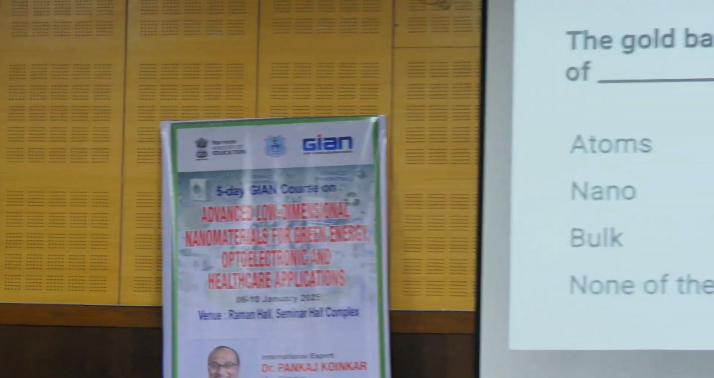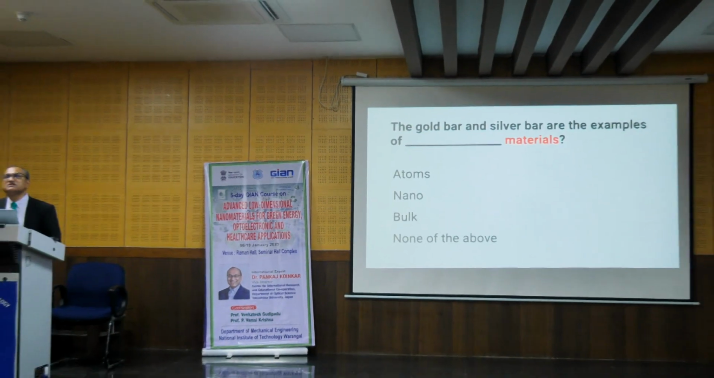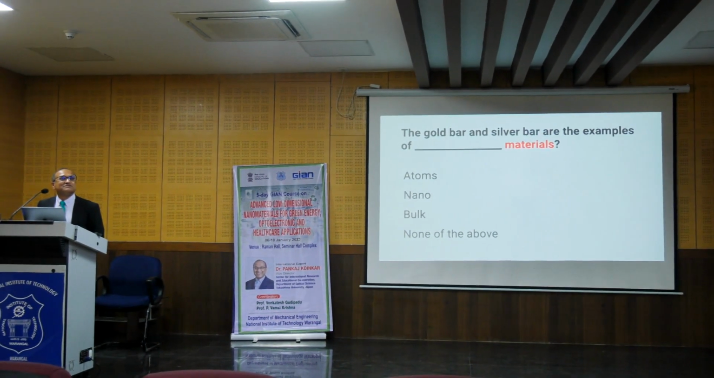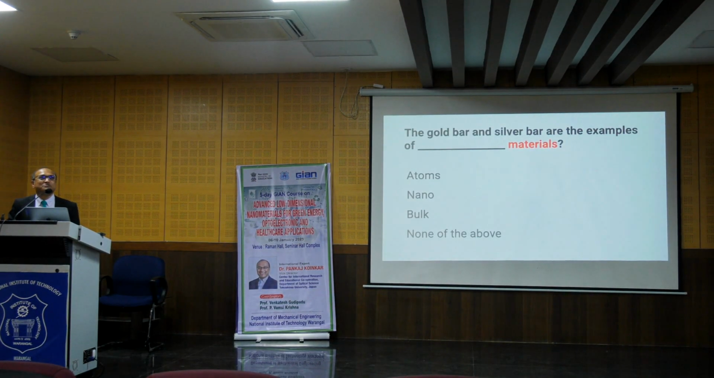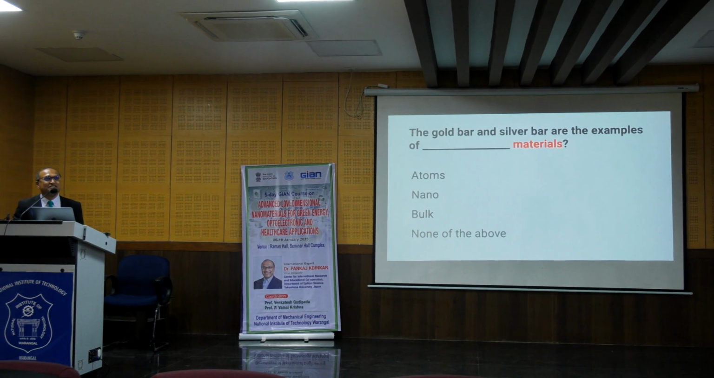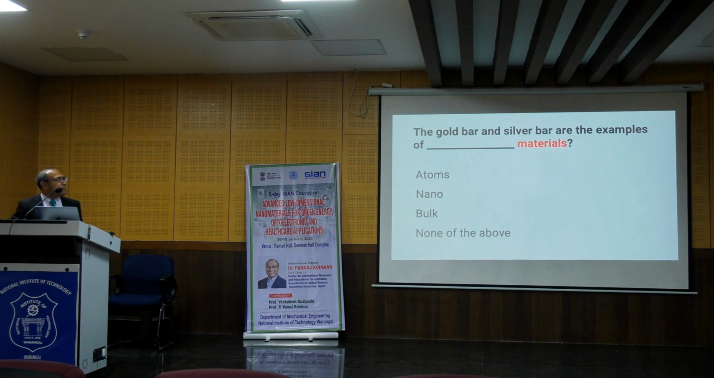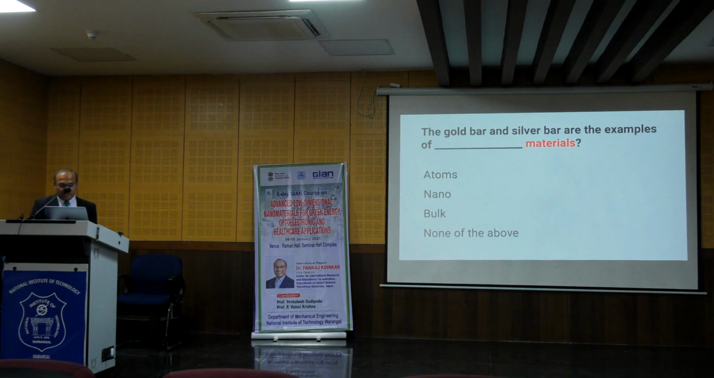The gold bar and silver bar are examples of bulk. So this means you have seen lecture number 1 carefully. There I have shown you bulk gold, and this way you are understanding. So these bars are bulk, not nano.